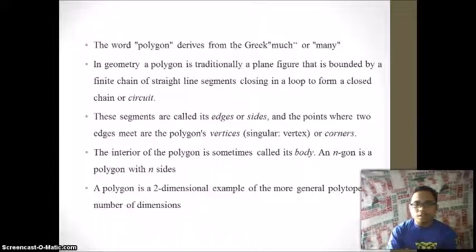These segments are called edges or sides, and the points where two edges meet are the polygon's vertices. The interior of the polygon is sometimes called its body. An n-gon is a polygon with n sides. The first word of the polygon name, before the word gon, represents how many sides the polygon has. A polygon is a two-dimensional example of the more general polytope in any number of dimensions.